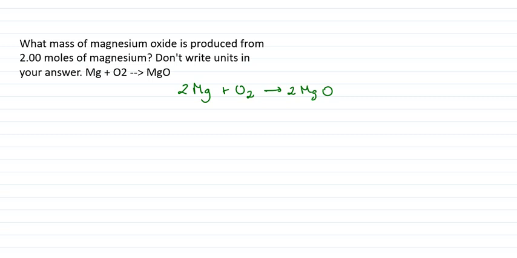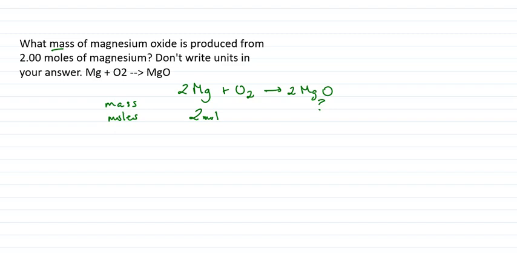Again, use this, entirely up to you, but I find it works really well. Use this balanced equation as if it were a table to organize the information given to you. So let's read the question, what mass? Okay, so it's asking us for mass. What mass of magnesium oxide? That's here. So we don't know that, that's the question. Is produced from 2 moles of magnesium, right? So we have 2 moles of magnesium in this equation. Very good.